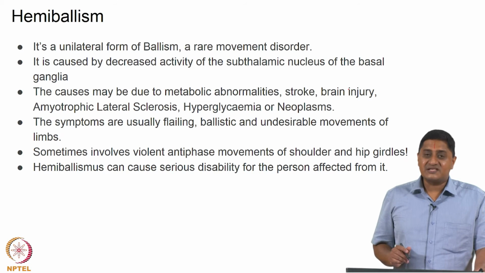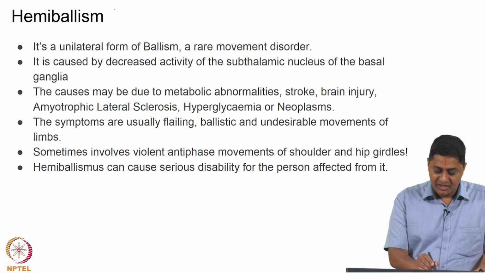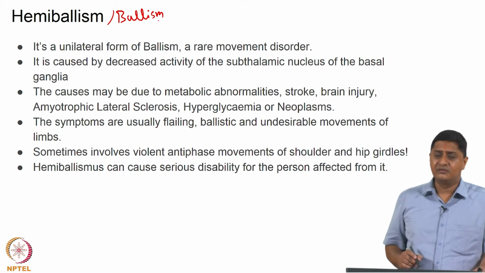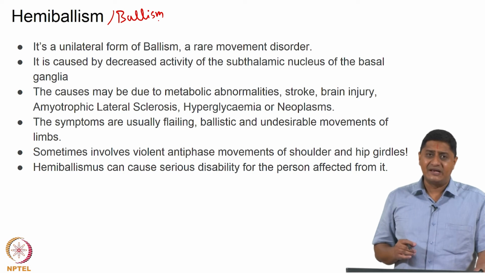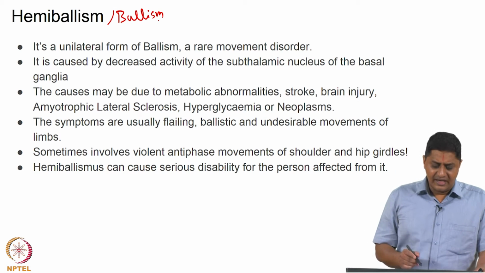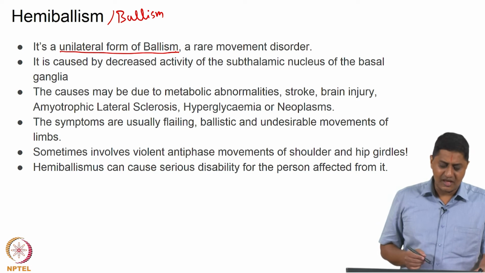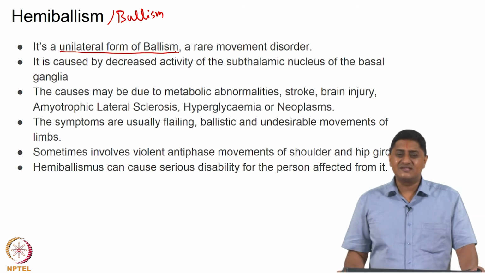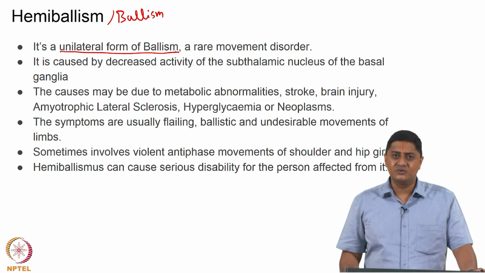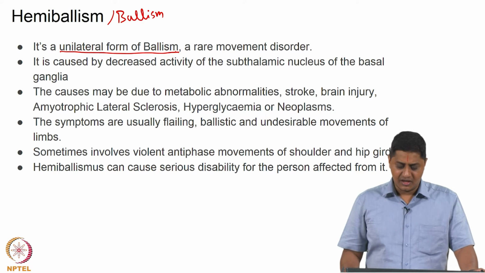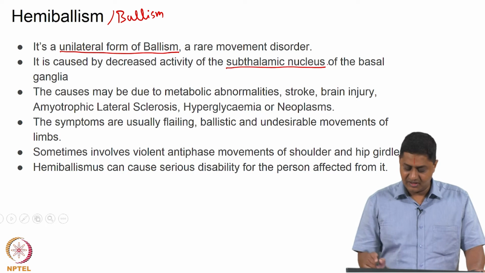Then the case of hemiballism or ballism. If ballism happens in one side of the body, that is called hemiballism. So, a unilateral form of ballism is called hemiballism. This is happening usually due to a dysfunction of subthalamic nucleus of the basal ganglia.